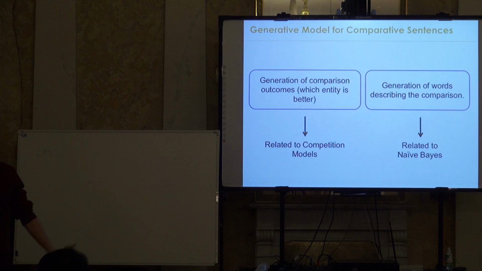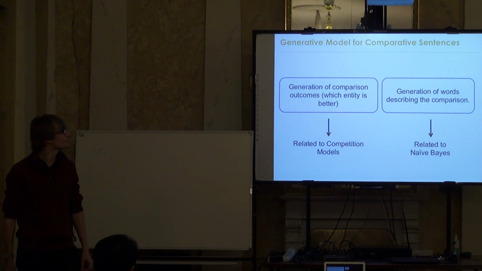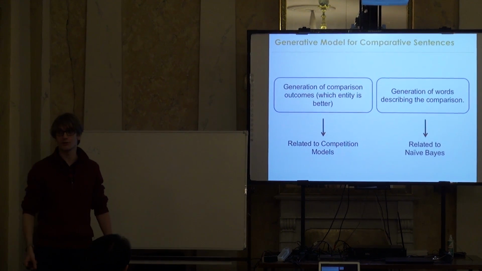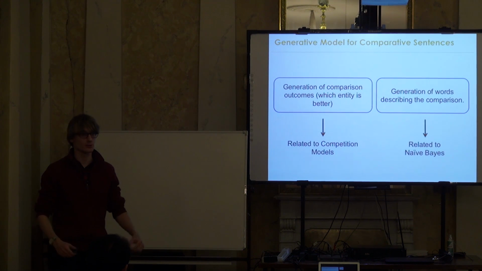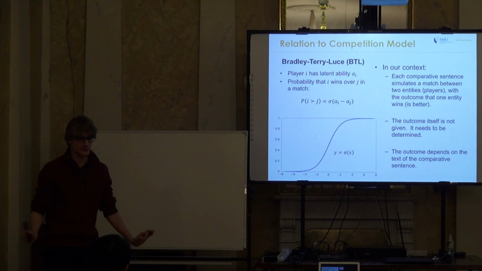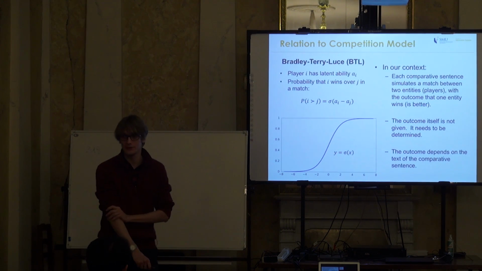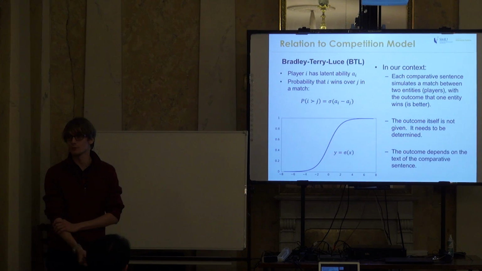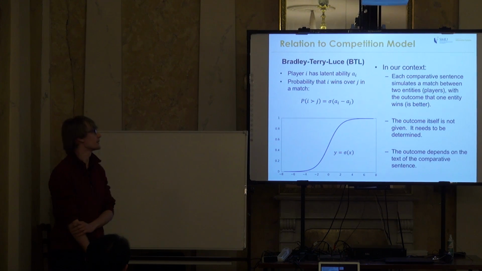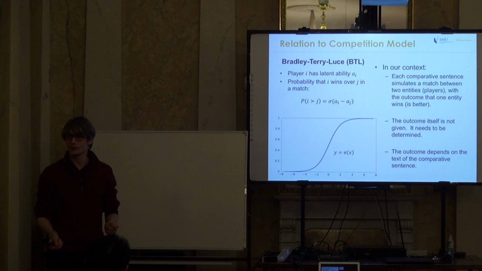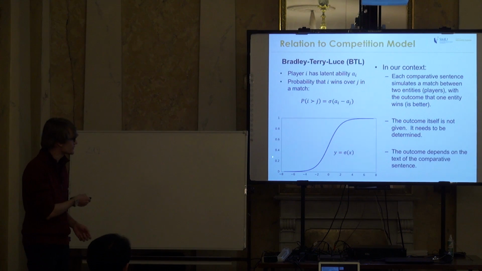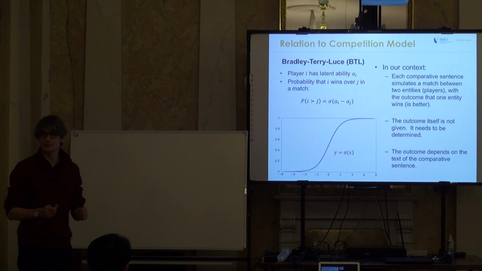So the first part is a competition model, which describes which entity or product is better than the other. And the second part is about generating the words, essentially some kind of naive Bayes approach: how do we generate the words in a sentence given a certain class? The first part is related to the competition model. A competition model describes the probability of winning for two players in a particular game, in a particular match. So we have player A and player B, described by their latent scores, and we model the probability as a sigmoid function of the difference of their latent scores.